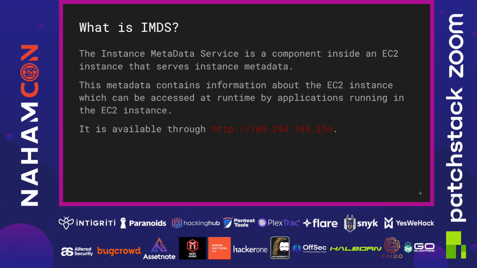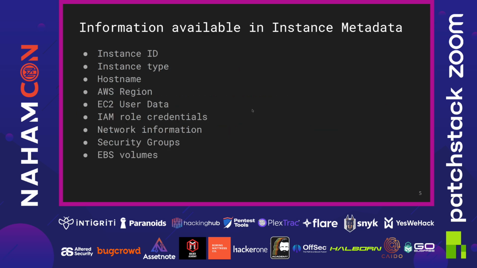So IMDS is the instance metadata service, and it's a component inside EC2 instances that allows us to get information about that instance. It is available through the 169.254.169.254 IP address, and it is only accessible internally by the EC2 instances. The most relevant information we can obtain here is the IAM role credentials. This allows us to use the role that the instance has been configured to use. This is very helpful to escalate privileges or obtain access to the AWS account.